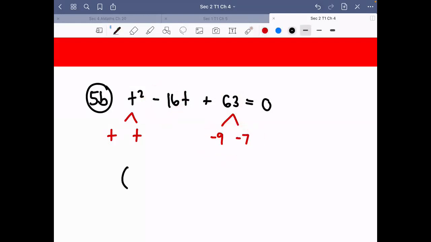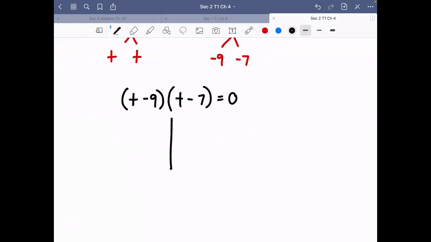So we have t minus 9, and then the other is t minus 7 equals 0. So therefore, what are the values of your t? So t here is equal to 9, and then t here is equal to 7. And then that's it.